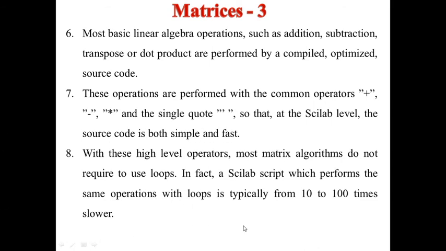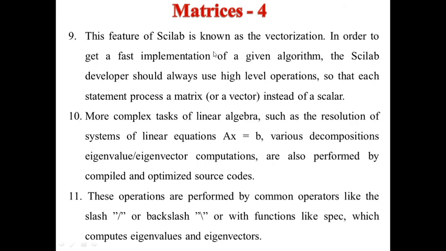With these kinds of high level operators, this will not allow to use many loops. So in fact, Scilab will be very slow with the loops, 10 to 100 times slower than the other languages. So this feature is called as the vectorization. In order to give the fast implementation of Scilab, the developer should always use high level operations such as statements processing a matrix instead of a scalar. Instead of using the scalar, it will be called as a vector.